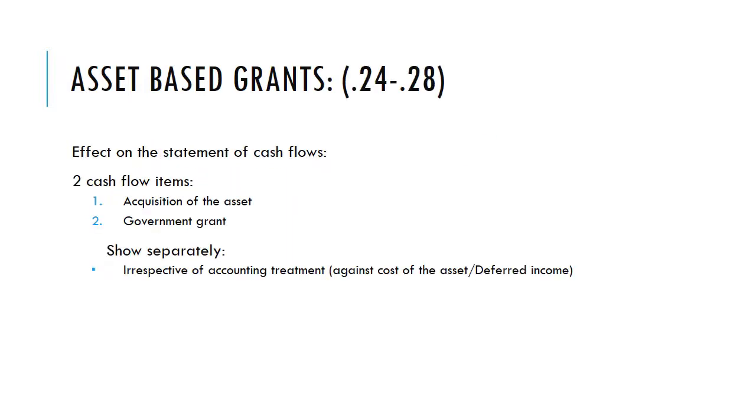Then just on another note, we're going to look at the effect on the statement of cash flows. The only thing you need to note here is that you have two cash flow items. You have one where you acquire the asset and the other one where you receive the grant. For example, if you acquire an asset for 10 million rand, that's one event, and where you receive the grant of 2 million, that's another event. It's two separate economic events which you show separately, irrespective of the accounting treatment that you use.